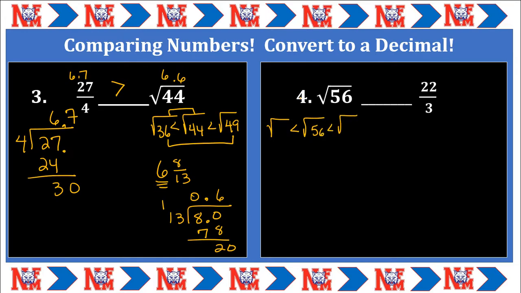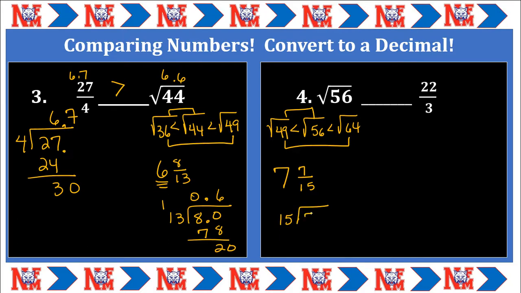So 56, I'm thinking of my perfect squares. So we have 36, 49, 64. So 56 is between the square root of 49 and 64. From 49 to 56, that's going to be 7. And from 49 to 64, that would be 15, I believe. So if we go up to 50, that's a change of 1. And then from 50 to 60 is, yeah, okay. So 15, so let's divide 15.